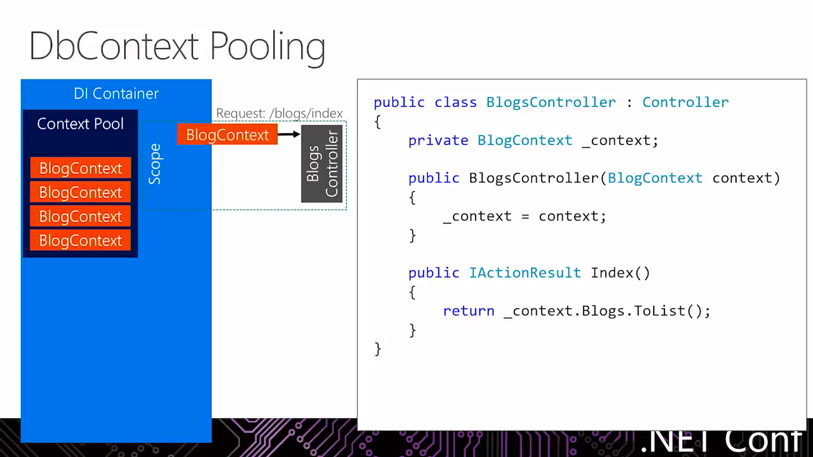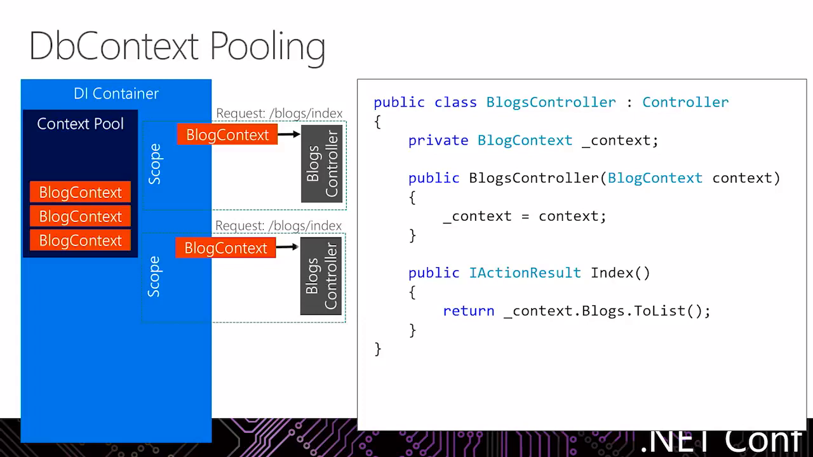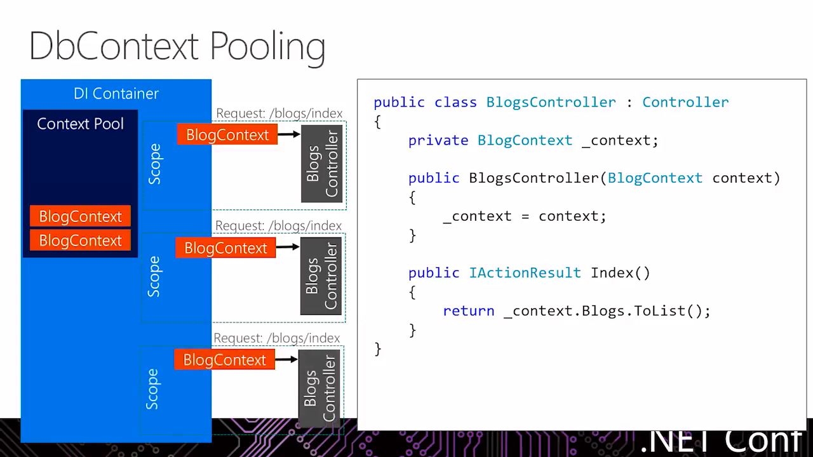So every time there is an incoming request, a new instance of the controller gets created. Instead of creating a new instance of the DB context, we get one from the pool. And we do that again, until we empty the pool, I guess.